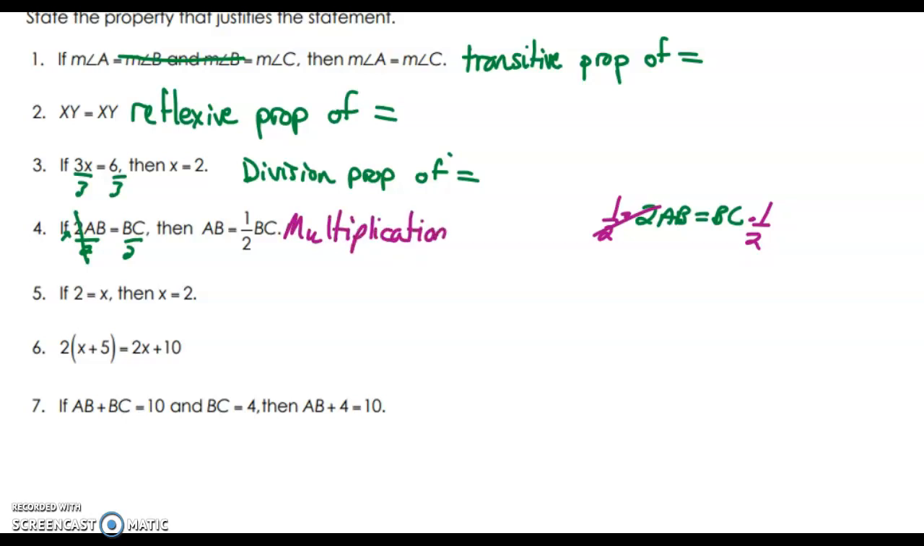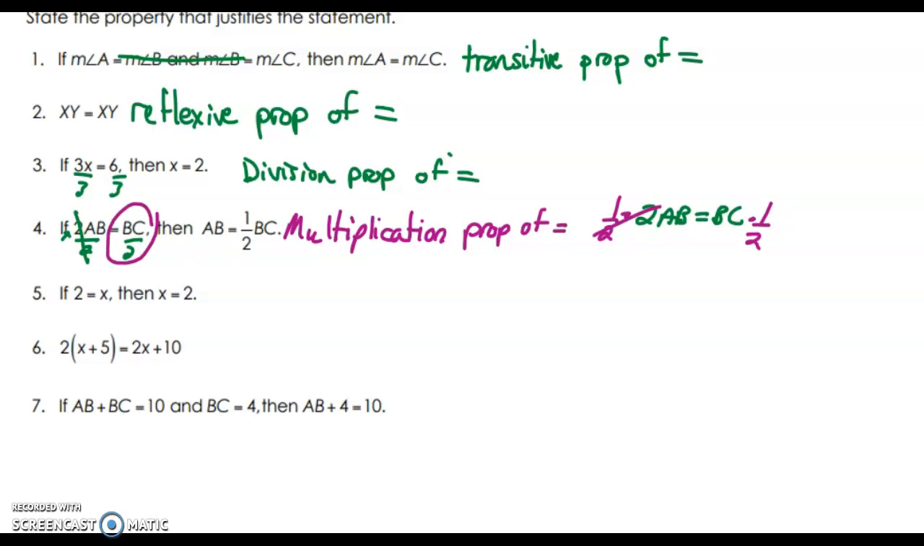That would be the most correct answer. But in all honesty, on this one, I could see how you would think division. Because they show it as BC times a half, that makes me think multiplication. If they had shown it like this, BC divided by 2, that would make me think division.